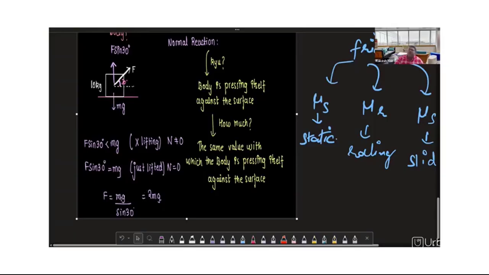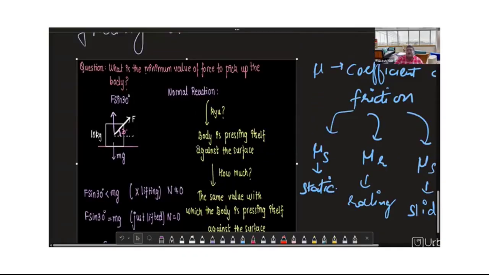Now from here, you have grade 10 mathematics coming into play. F is equal to mg upon sine theta. Substituting the value of sine theta, which is half, you get 2 mg. So the minimum value of force should be twice the mass times the acceleration due to gravity, which is the minimum value of force to pick up the body.